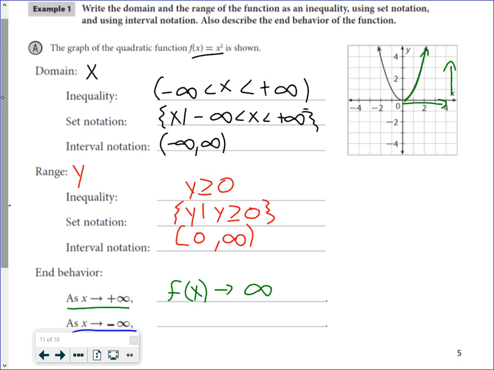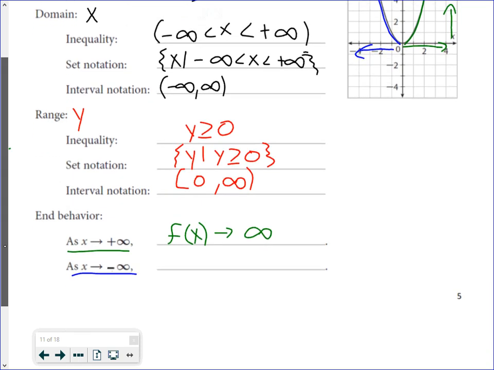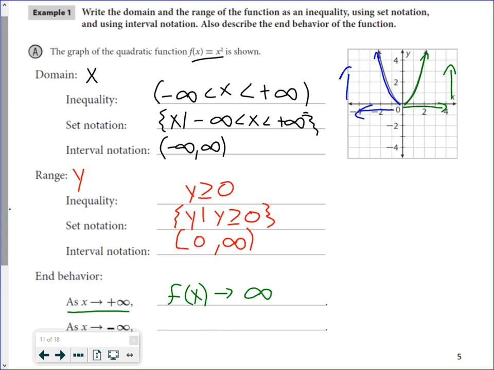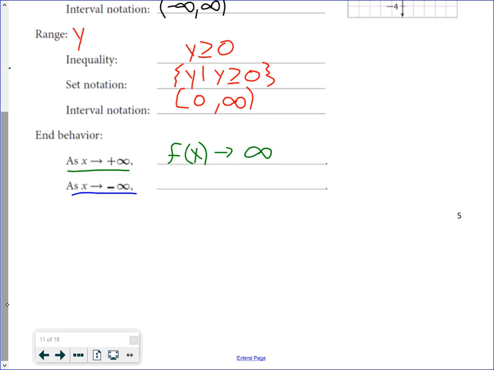But now if we look at what happens to the graph as x goes to negative infinity, or as x is decreasing without bound, going to the left forever, we see that the graph is also going up. As x is decreasing, the y's, or the f of x, or the graph, whatever you want to call it, they all pretty much mean the same thing, it's going up. So as x is going to negative infinity, the y values are also increasing, so our f of x, or our y's, are also going to positive infinity.